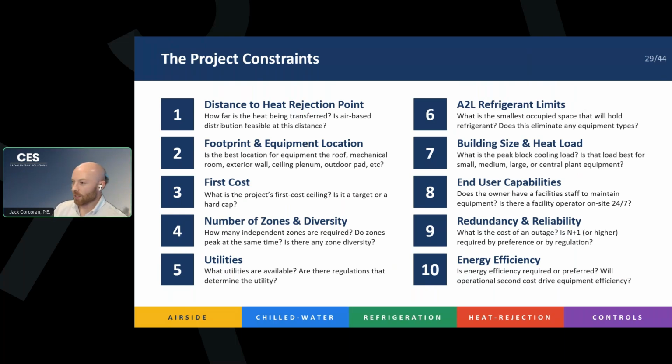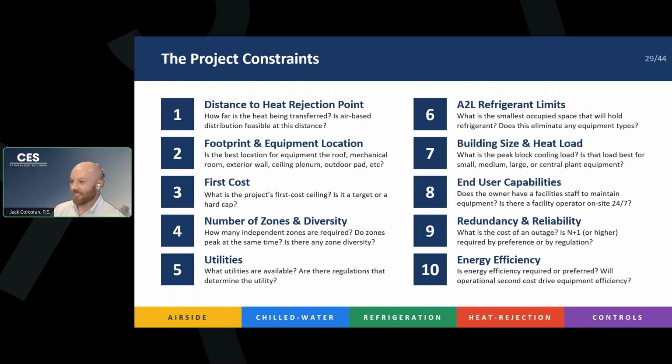The number of zones and the diversity: if you have one large space, you can probably get away with one piece of equipment. But if you have many, many different zones, you might have a swimming pool or a training room, a gym, an office space. All of them require different temperatures, different humidities, and they might be located on different floors. So you have to keep in mind that whatever system you choose has to be able to accommodate all of those.